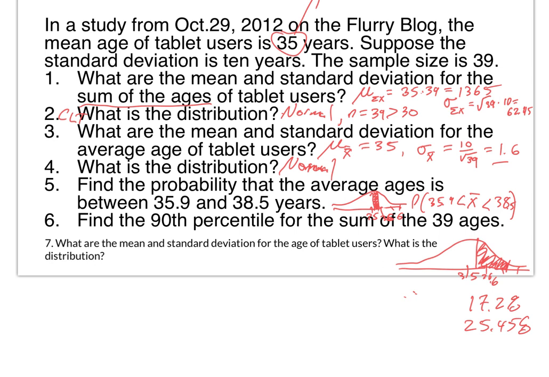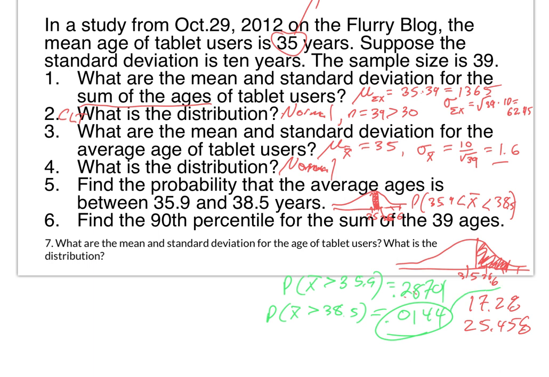And the area above X bar is greater than 35.9, according to the online applet, when I plug in that info, is 0.28701. And then I change the X value, instead of 35.9, I change it to 38.5. So the probability that X bar is greater than 38.5 is 0.0144. This area here corresponds to this area out there on the end. This area here would be the entire area of the entire end.